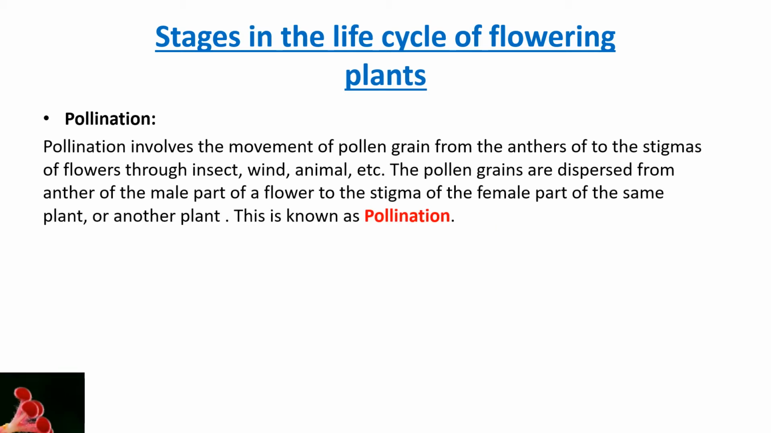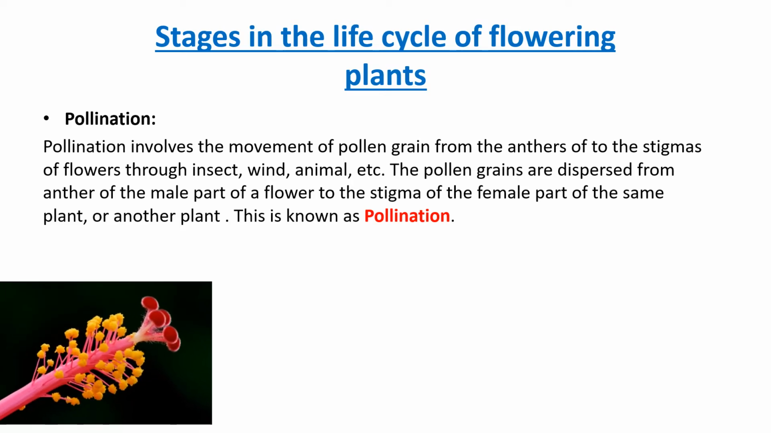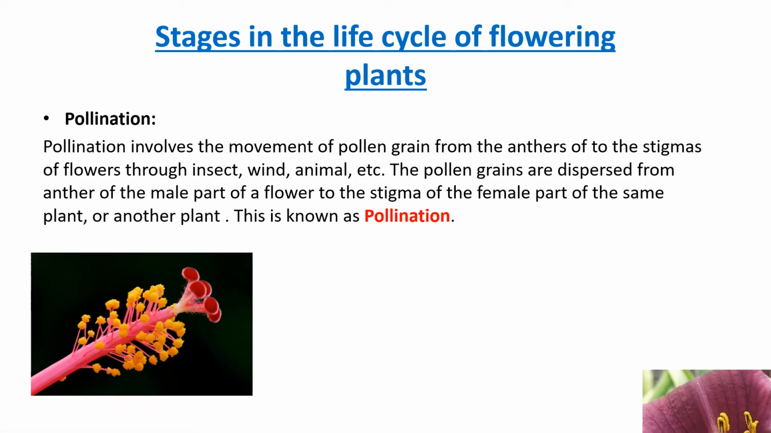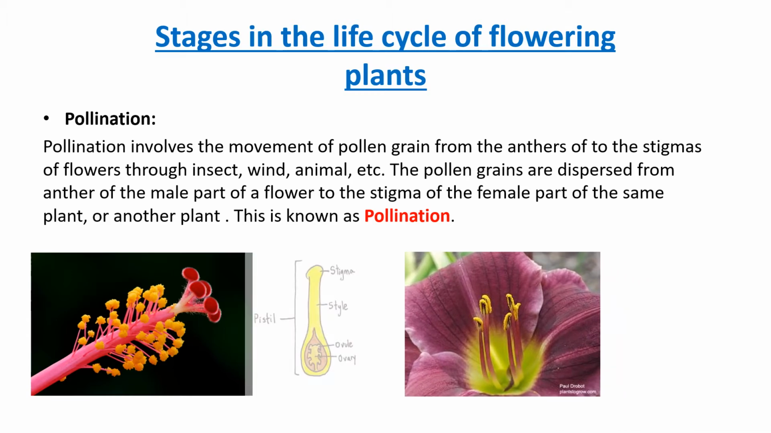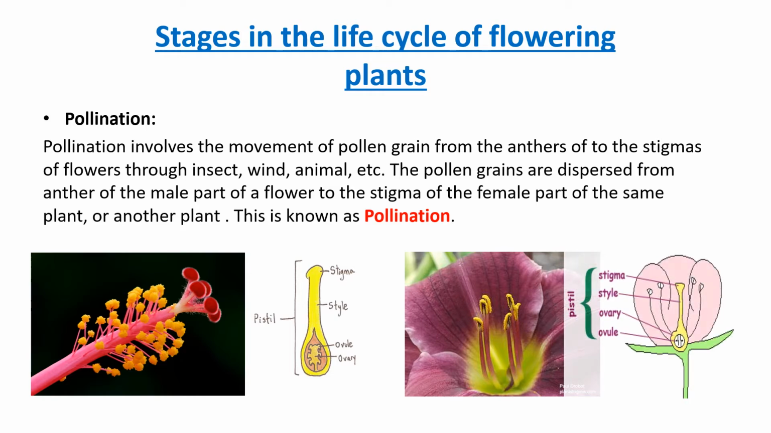Pollination. Pollination involves the movement of pollen grains from the anthers to the stigmas of flowers. Through insects, wind, animals, etc., the pollen grains are dispersed from the anther of the male part of a flower to the stigma of the female part of the same plant, or another plant. This is known as pollination.